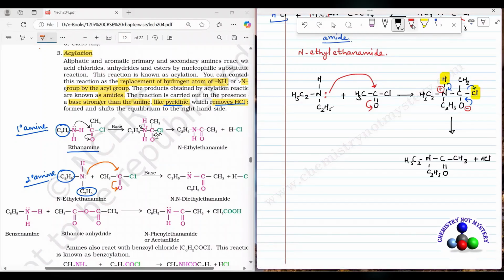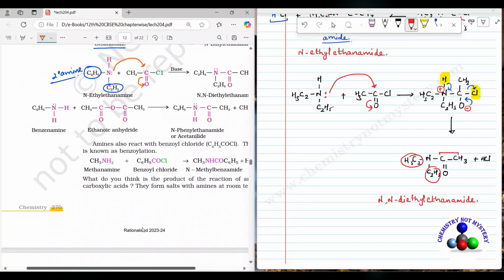Now write the name of this amide. In this amide there are two ethyl groups bonded with nitrogen. So the name of this molecule will be N,N-diethyl, and as the amide contains two carbon, so the name will be ethane amide.